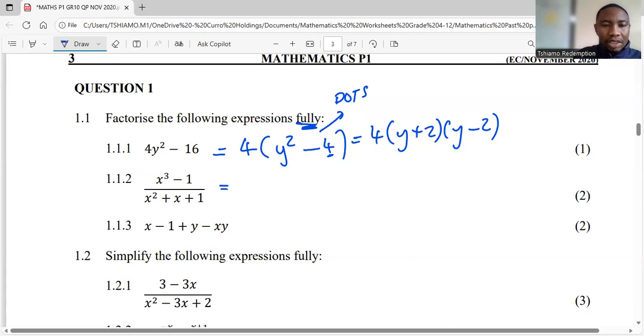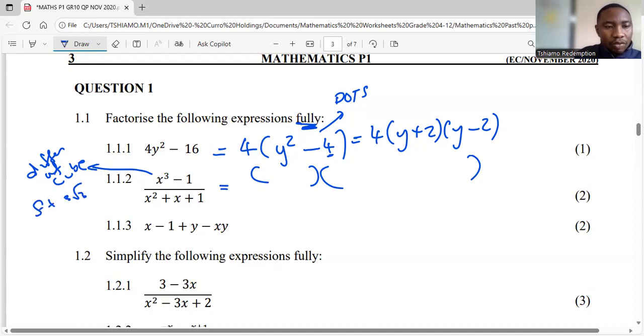So, secondly, this one is a difference of cubes. And how do we do it? We have a smaller bracket and a bigger bracket. And then what is the first term? The cube root of x cubed will be x. And the cube root of 1 will be 1. So that is our first term.